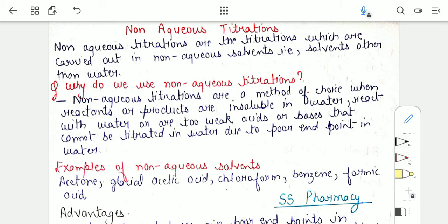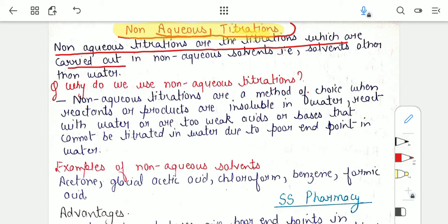So welcome everyone. In this video we will talk about non-aqueous titrations as well as the solvents which are used in non-aqueous titrations. Okay, so now let us begin. Whenever we use the word aqueous, it always means water. So non-aqueous titration means the titrations in which water will not be used as solvent, some other solvent will be used. Non-aqueous titrations are the titrations which are carried out in non-aqueous solvents, that is solvents other than water.